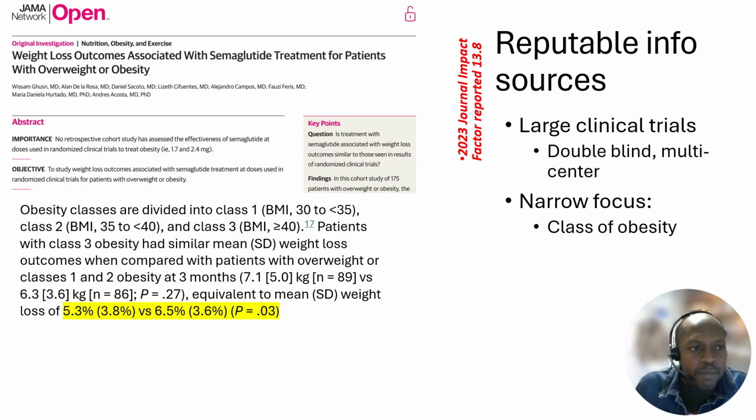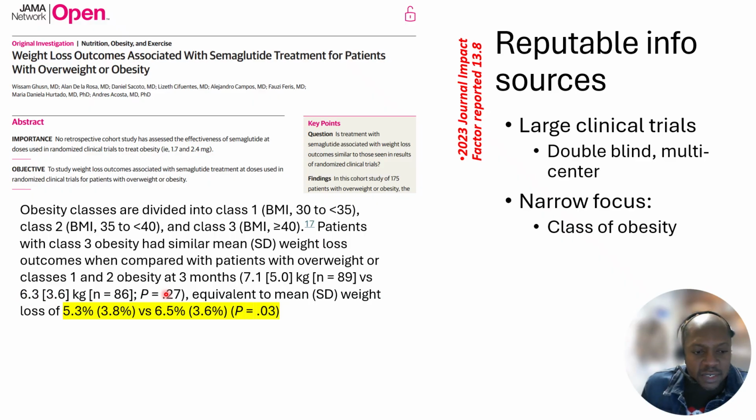Another thing is another paper from the Journal of the American Medical Association, JAMA, impact factor 13.8, which is still high, still very good. It's really reputable. And again, I'm looking at the effect of different weight classes if you take on semaglutide. This study is a shorter period. But one of the things they found, which I think is interesting, is that patients who are class 3 obese, again, those are BMI greater than 40, had similar absolute weight loss compared to those who are class 1 and class 2. They did not compare with the ones who are overweight. So 7.1 average weight loss versus 6.3.